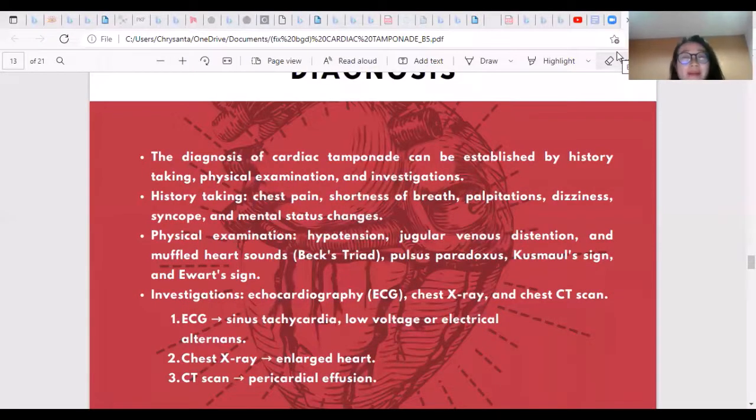Hello, my name is Kristina Paramita Kornimaya with number 70. Investigations can be performed with several modalities, including ECG, chest X-ray, and chest CT scan. The most common ECG finding of cardiac tamponade is sinus tachycardia. The ECG may also show low voltage or electrical alternans due to the swing of the heart within the fluid-filled pericardium. But these findings are rare.